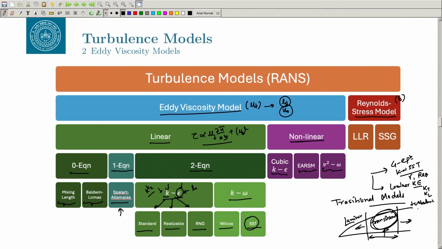So, we will start with some very simple models like the 0 equation model, and then we go to the 2 equation models, and then we will look at k epsilon, k omega, SST k omega, and that is how we will finish this discussion about turbulence modeling.